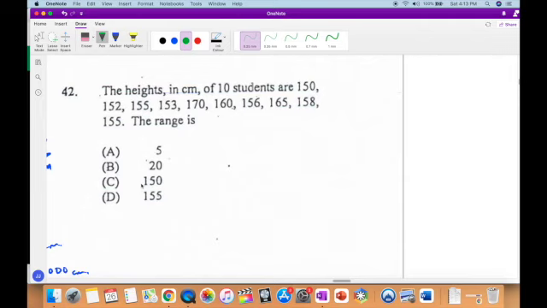The heights in centimeters of 10 students are 150, and so on. The range is what? In terms of the range, I need to take the lowest number and subtract it from the highest number. It looks like the lowest number is 150. Anything lower than 150? Nope. The highest number is 170. So the range is 20.